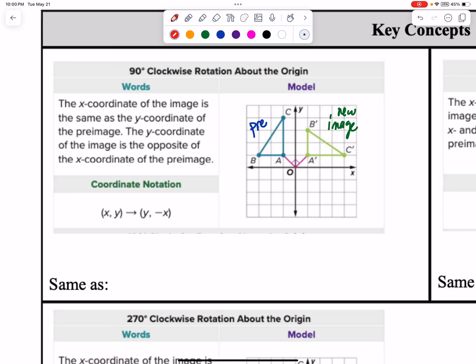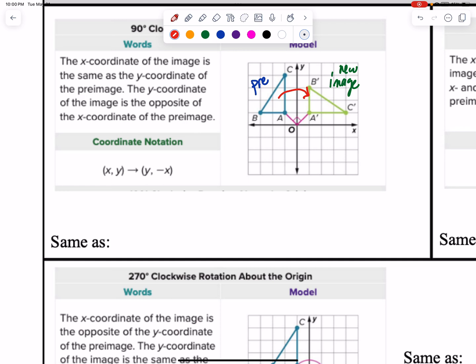Okay, so we went pre to new, so it went this way. Okay, so that's clockwise, right? Okay, and so we went clockwise. How many grid spaces did we go? We only moved one. Okay, so for this one, we went clockwise 90 degrees. Okay, now what is that also?